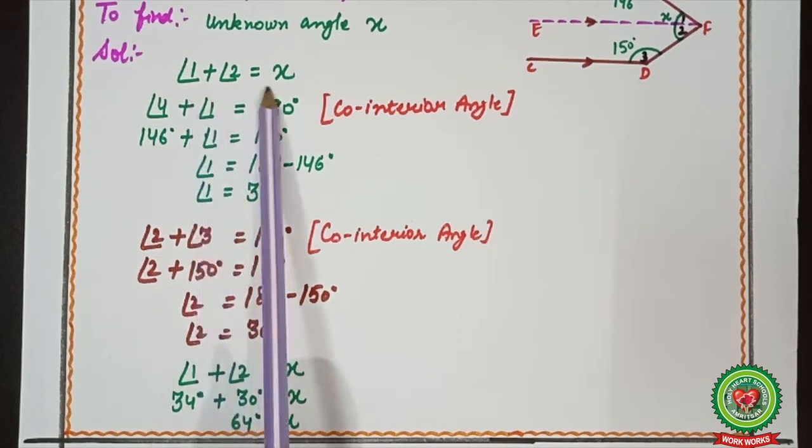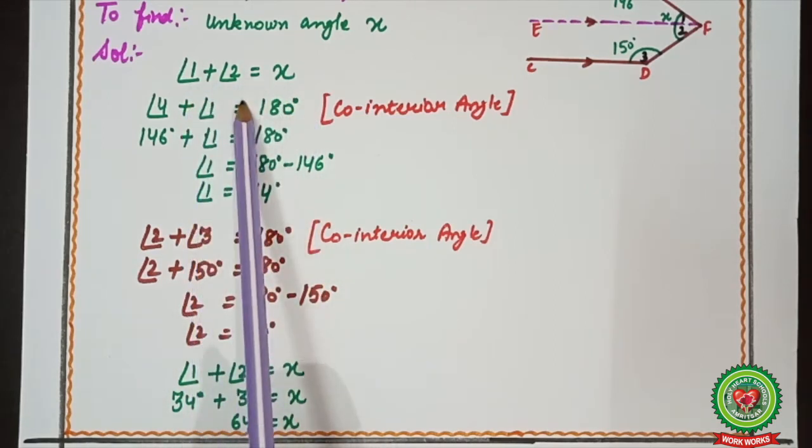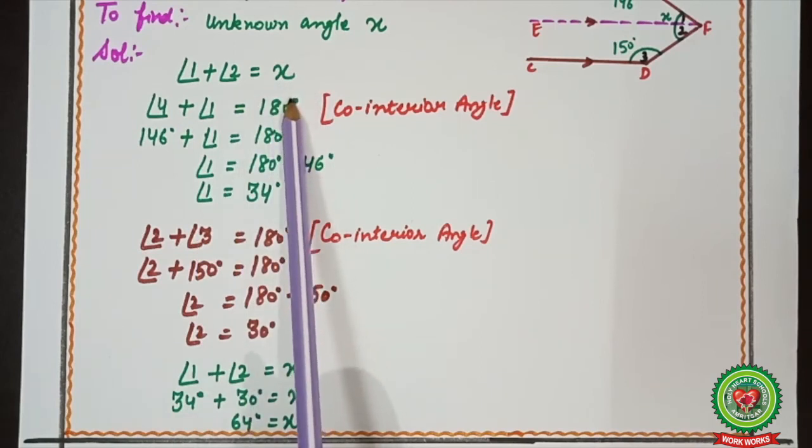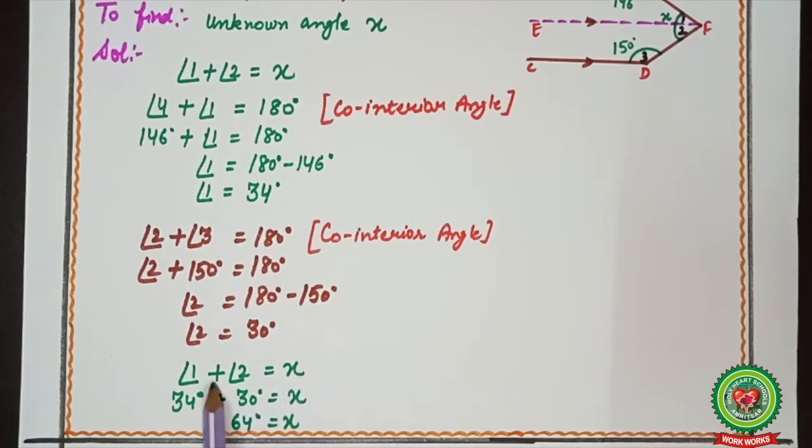Now you can see that from the beginning of the question we have written angle 1 plus angle 2 is equal to x, right? So here we have to find the value of x. So angle 1 was 34 degrees plus angle 2 was 30 degrees is equal to x. So 34 degrees plus 30 degrees is equal to 64 degrees. Therefore we have found the value of x, which is equal to 64 degrees, right?